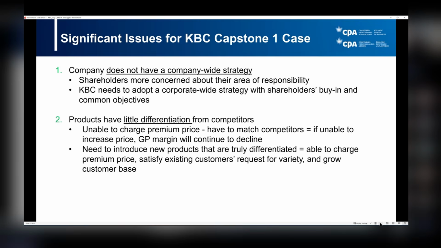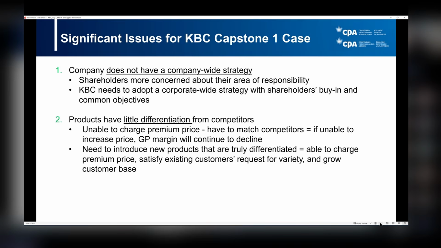So what were the significant issues for Karnat Bread when it came to the Capstone 1 case? There's two of them. And if you notice, these are the significant weaknesses. The company doesn't have a company-wide strategy. The shareholders are more concerned about their areas of responsibility. What do they need to do? They need to adopt a corporate-wide strategy with shareholders' buy-in and common objectives.